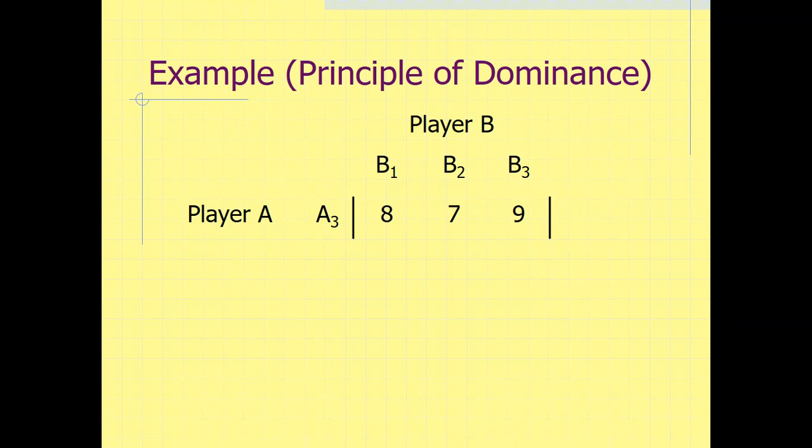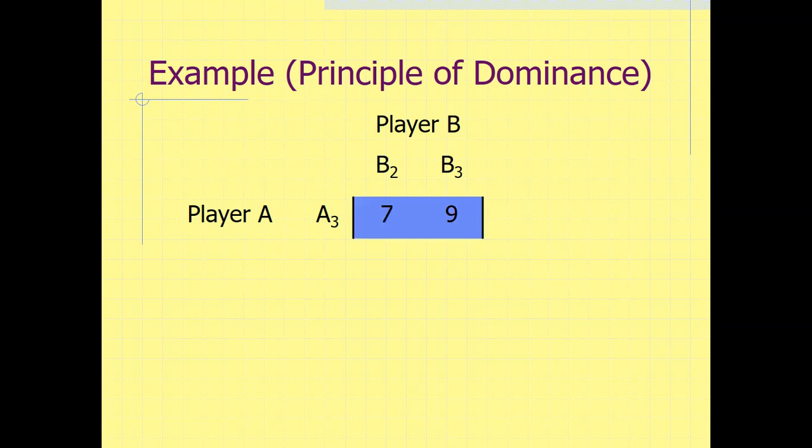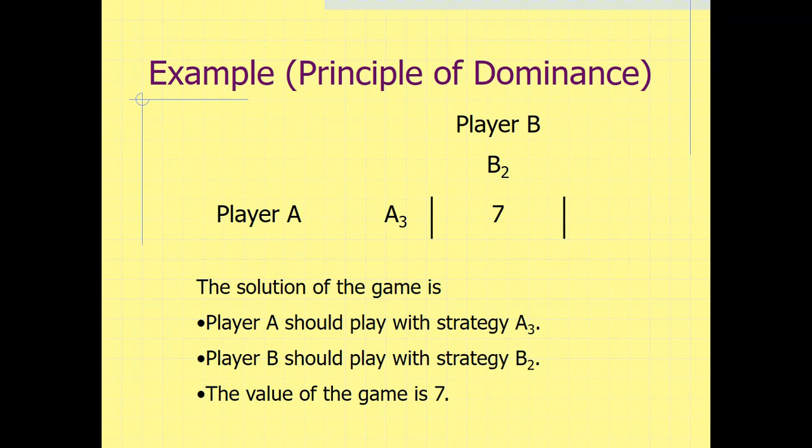Now the payoff matrix reduces to this. Again, the elements of the first column and the third column are greater than the corresponding elements of the second column. Thus, the second column dominates the first and the third column. The first and the third columns are deleted and we are left with the matrix. Thus, the solution of the game is given by player A should play the strategy A3, player B should play the strategy B2, and the value of the game is 7.